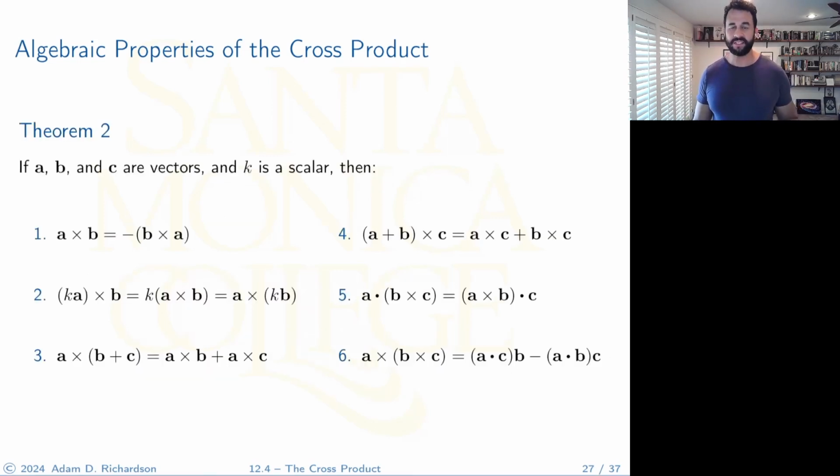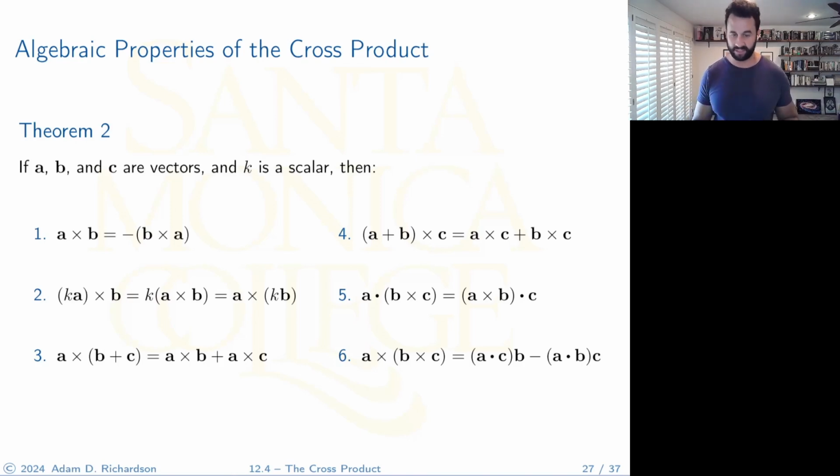Now, because of these subtleties, it's good to write out what the properties here actually are. So here are some of the properties of a cross product. This one we saw just a moment ago: A cross B is equal to the opposite of B cross A. So if you want to switch the order of A and B in a cross product, you have to take the negative too.